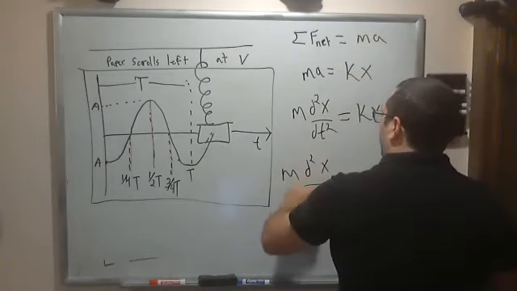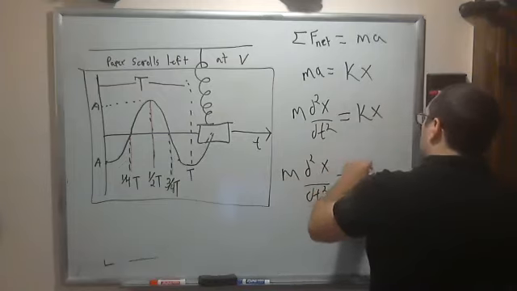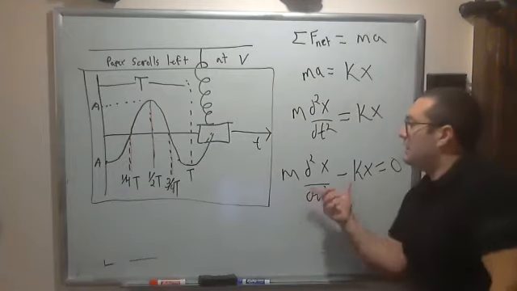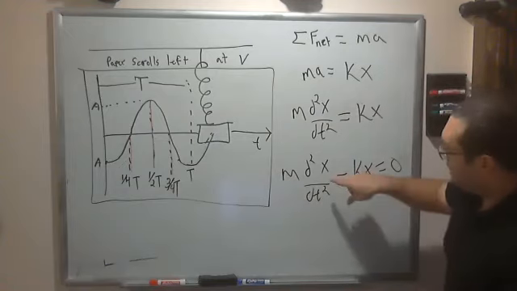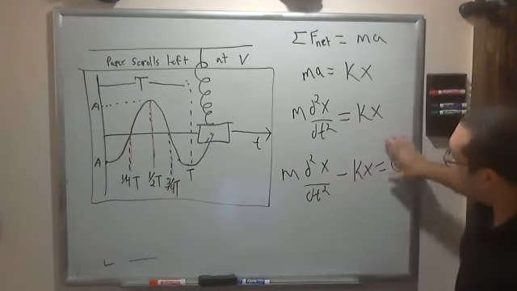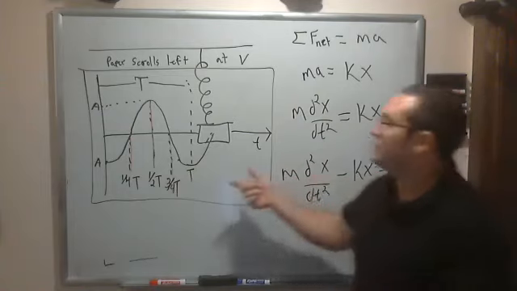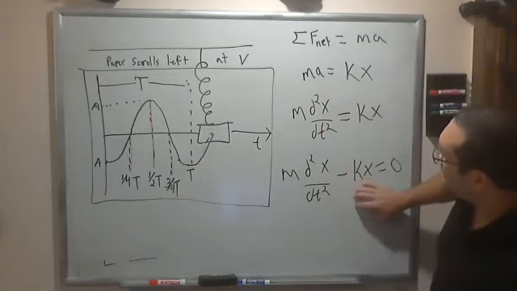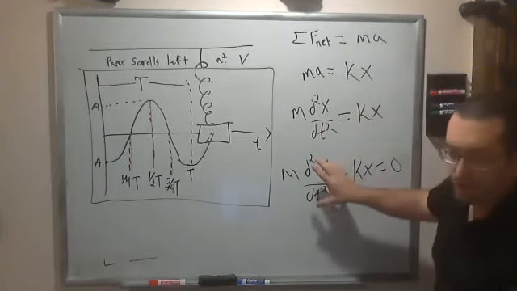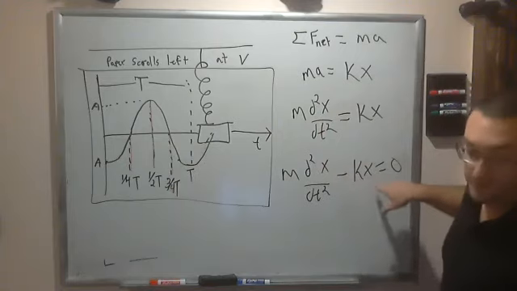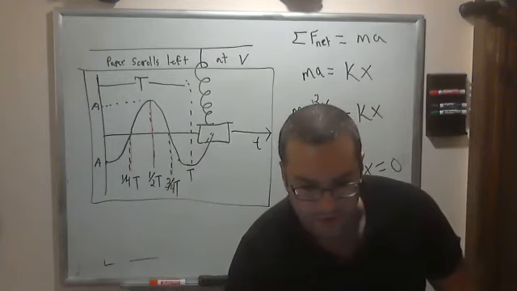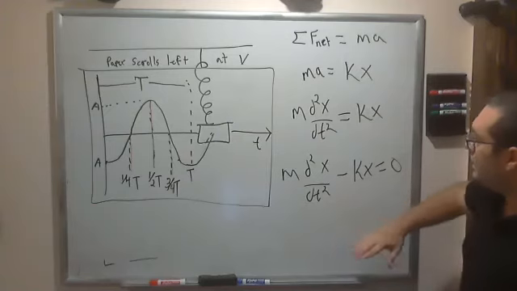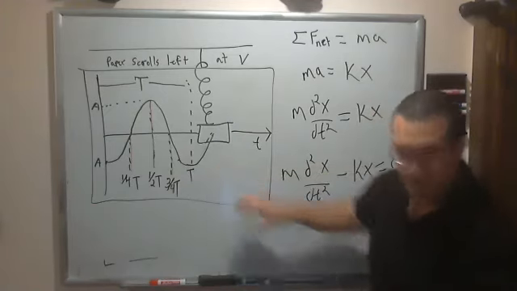So let's put it all on one side. We have this. So the equation of position that satisfies this differential equation will describe the motion. As long as we satisfy this, we have a function, we take the second derivative, and that is equal to the negative of the first, then we'll have our function for the position, right?